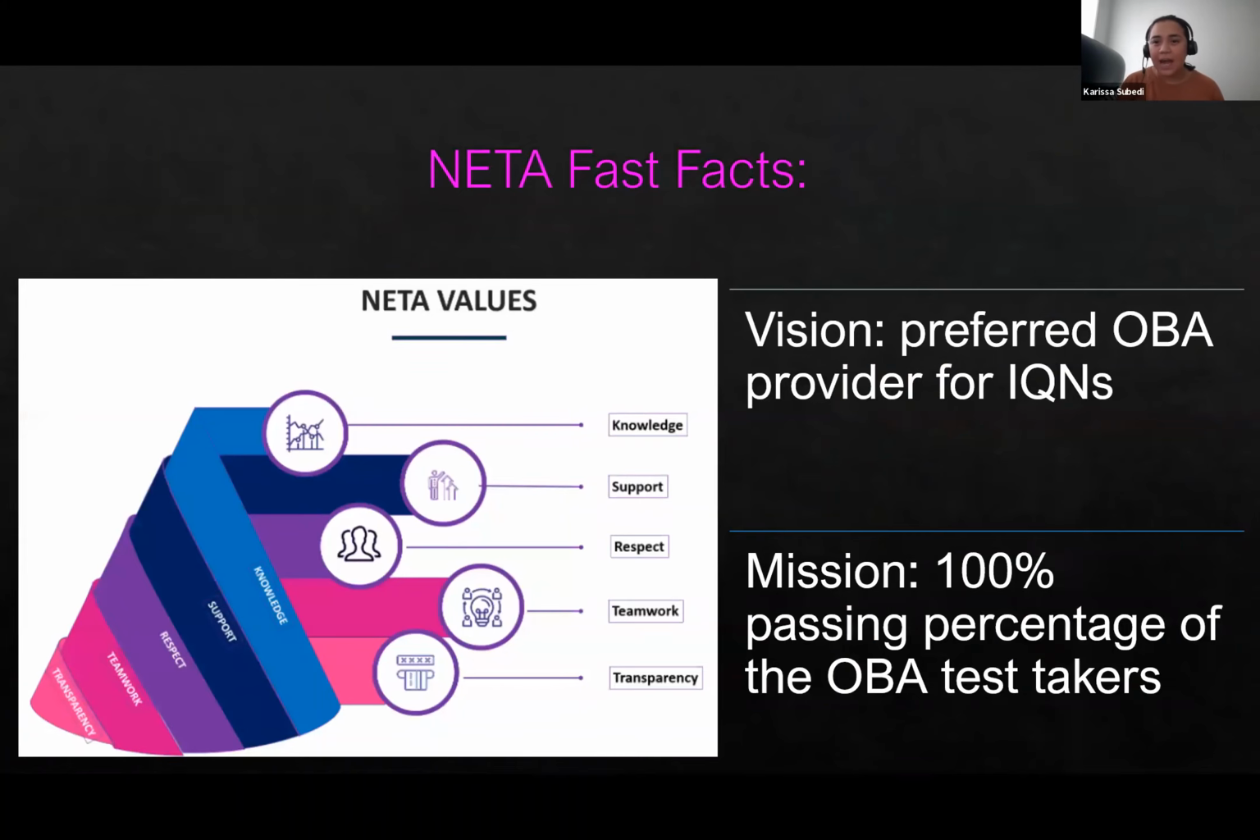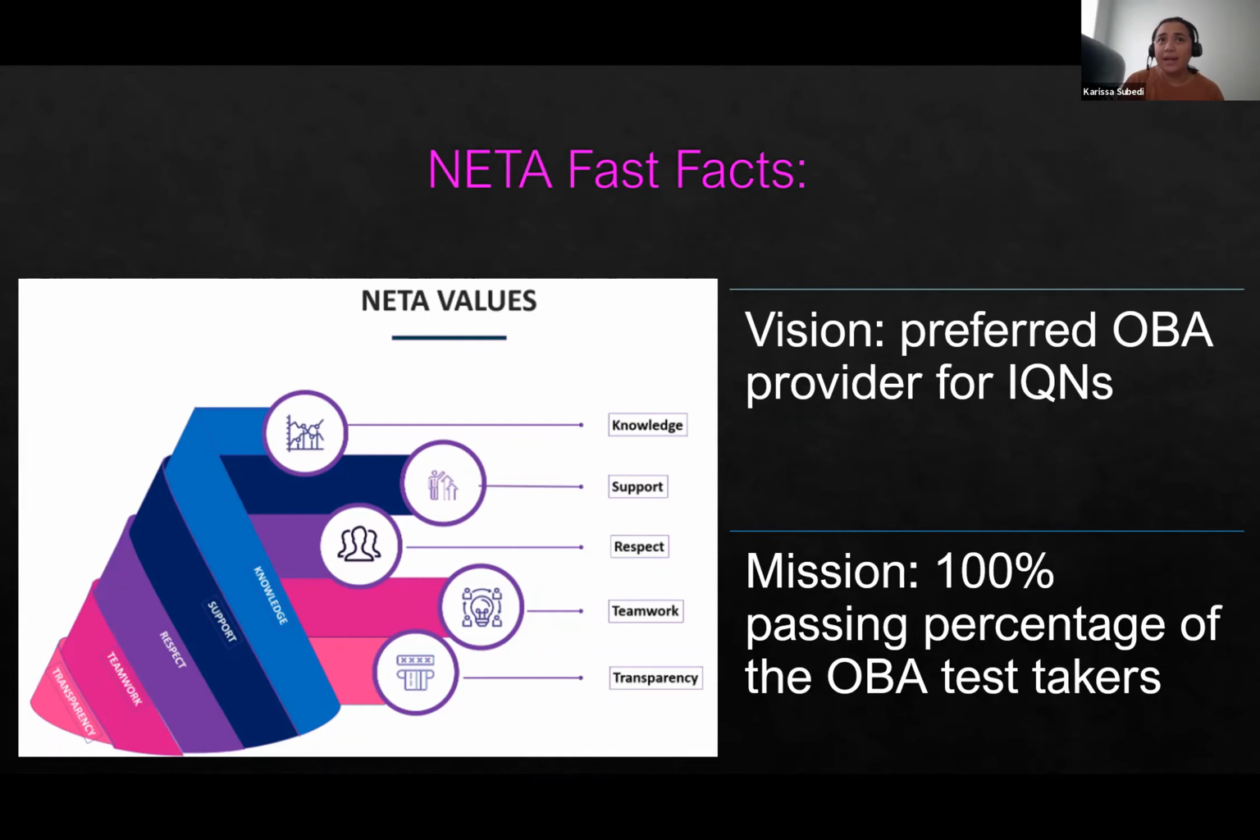Just fast facts. Our vision is that we become the preferred provider for the outcome-based assessment for internationally qualified nurses. What does that mean, and how are we going to do that? We provide truthful information, we make you ready, and we are very result-focused. We want your results, and that is why we want to be the preferred provider. Our mission is a 100% passing percentage of the OBA test.